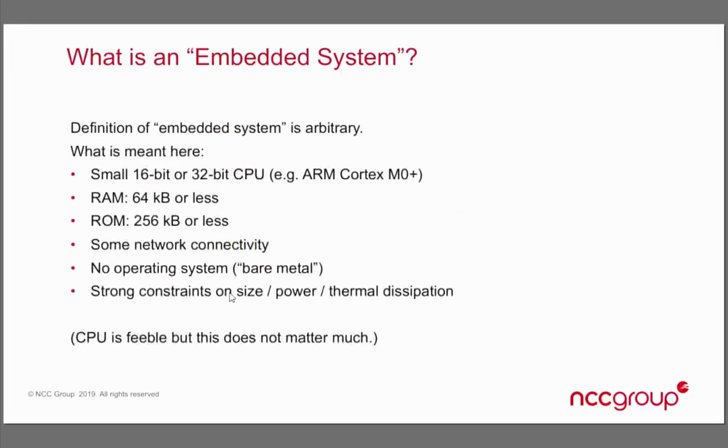So in practice, what I mean by an embedded system is a small microcontroller, typically an ARM Cortex M-line or equivalent, not a lot of RAM. We're talking 64 kilobytes or less than that. Not a lot of ROM, which is usually flash. And it has some network connectivity and does not have an operating system. It runs on so-called bare metal. And there are very strong constraints on everything.